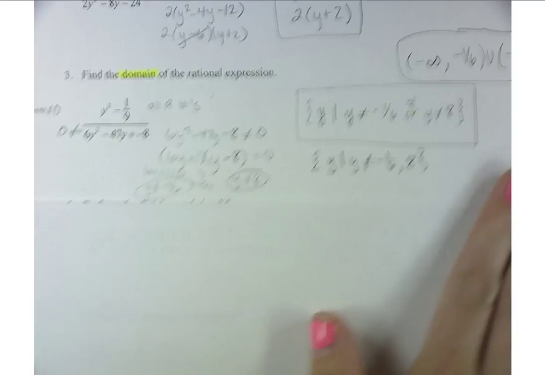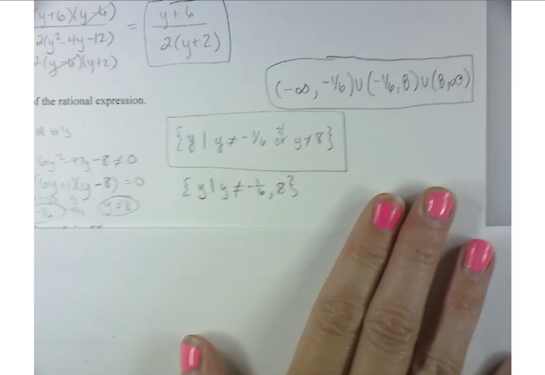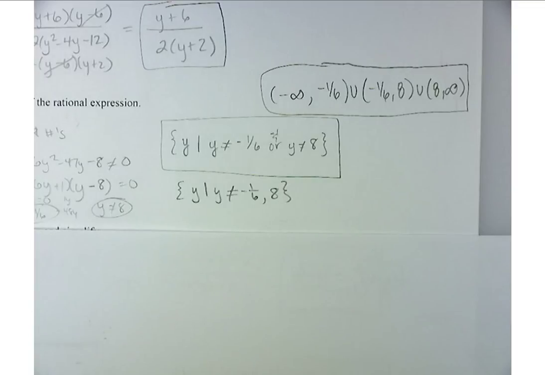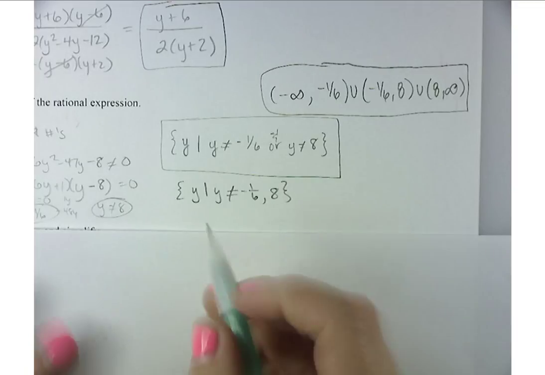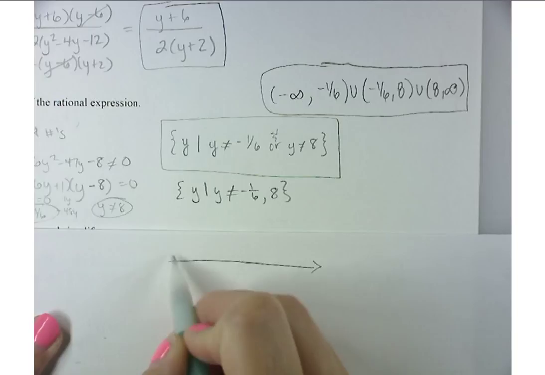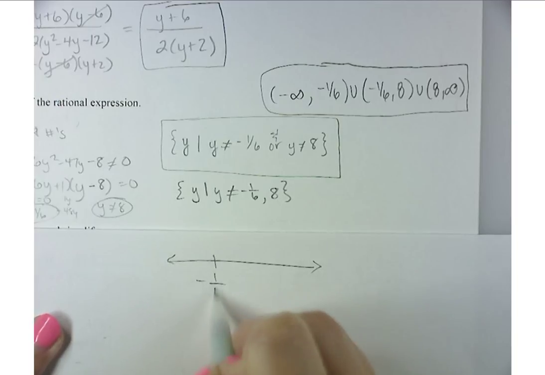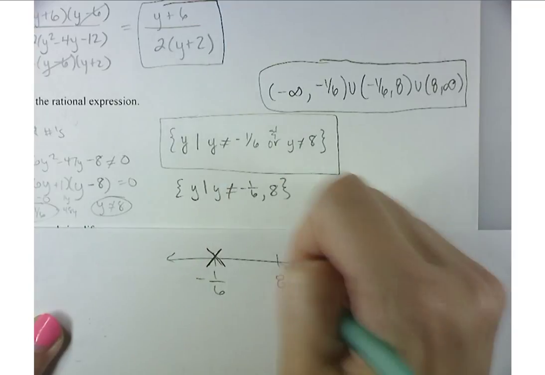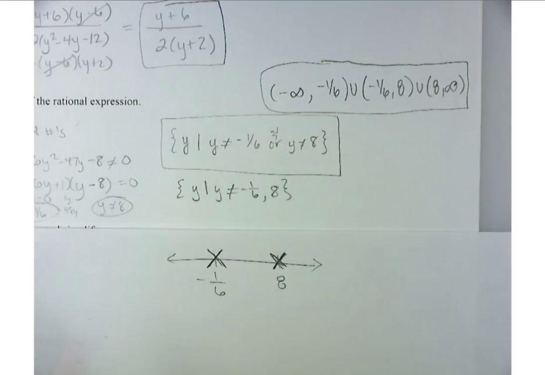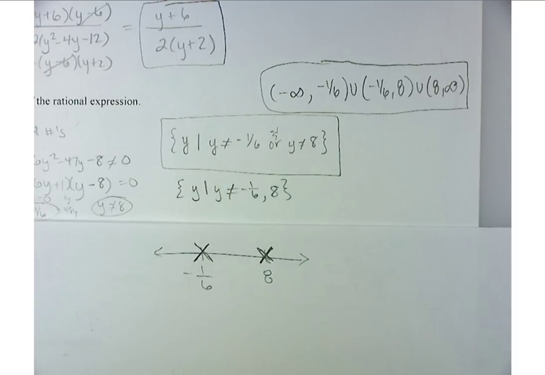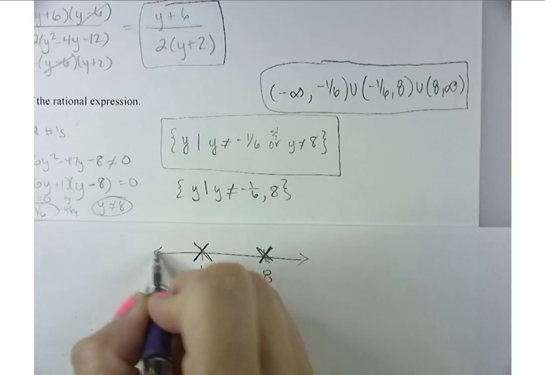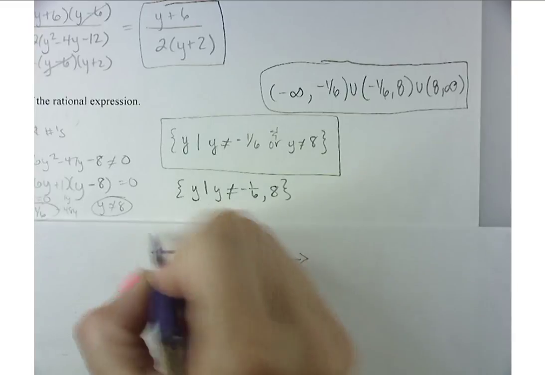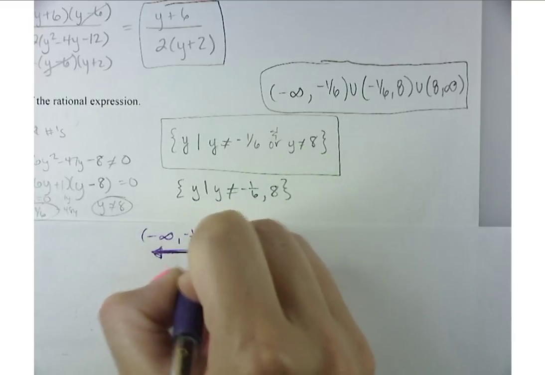Okay, and then if you're doing the interval notation, if you're having trouble with that, think of a number line. So on our number line, the two numbers we watch out for are negative 1/6 and 8. So it can be anything except for those. How many intervals does this make? 3. Here's my first one. So the first interval is negative infinity to negative 1/6.